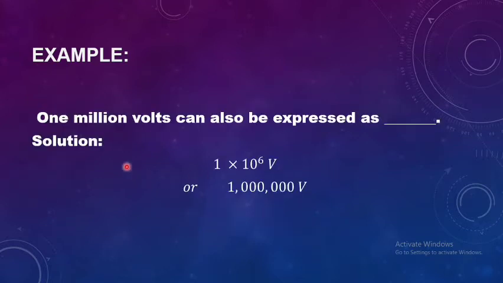Next example, 1 million volts can also be expressed as 1 times 10 to the power of 6 volts. This is a scientific notation. And then we have here 1.00 with 6 zeros. So we just move the decimal point to have a scientific notation. So we have 1, 2, 3, 4, 5, 6. So we have 1.0 times 10 to the power of 6, or 1 megavolt.